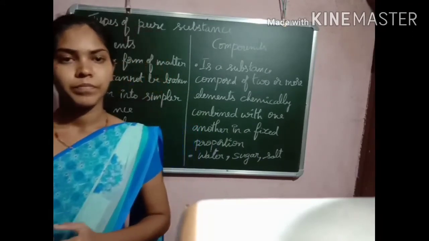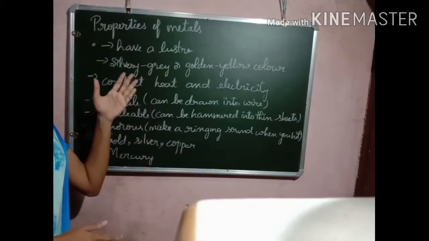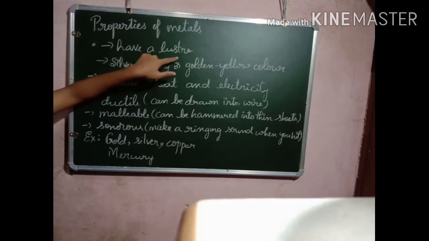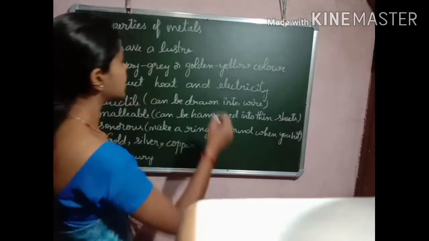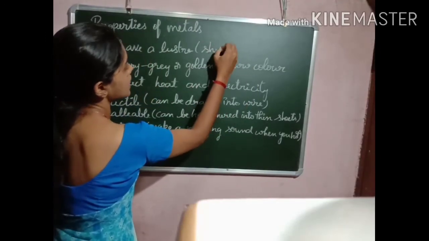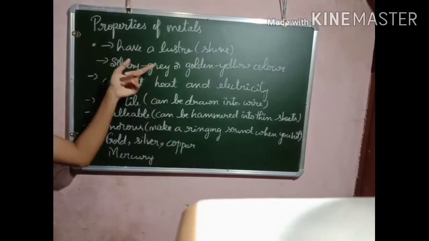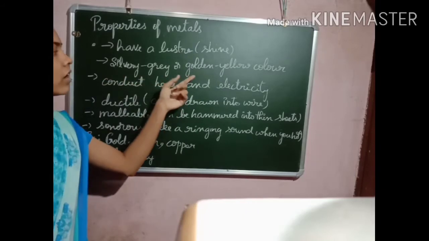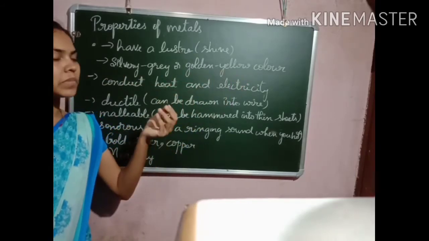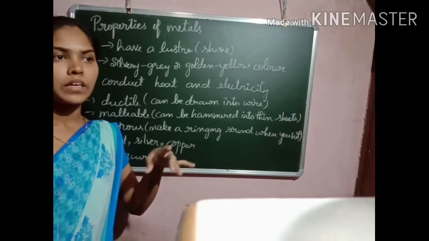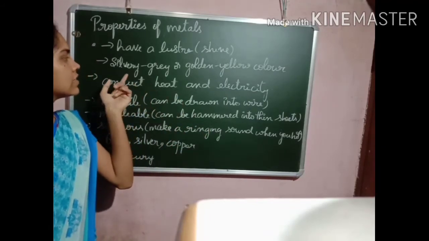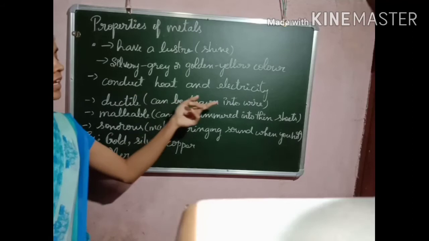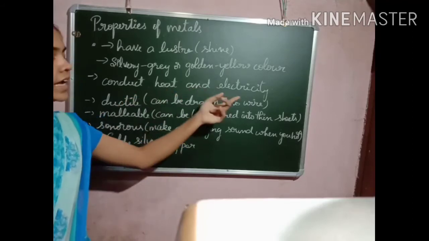Okay, now let us discuss the properties of metals. First property, they have a luster. Luster means shine. They have a shining surface. The second one is color. They are obtained in silvery gray or golden yellow color. For example, gold, silver, copper are available in silvery gray or golden yellow color. The next property is that they are good conductors of heat and electricity.